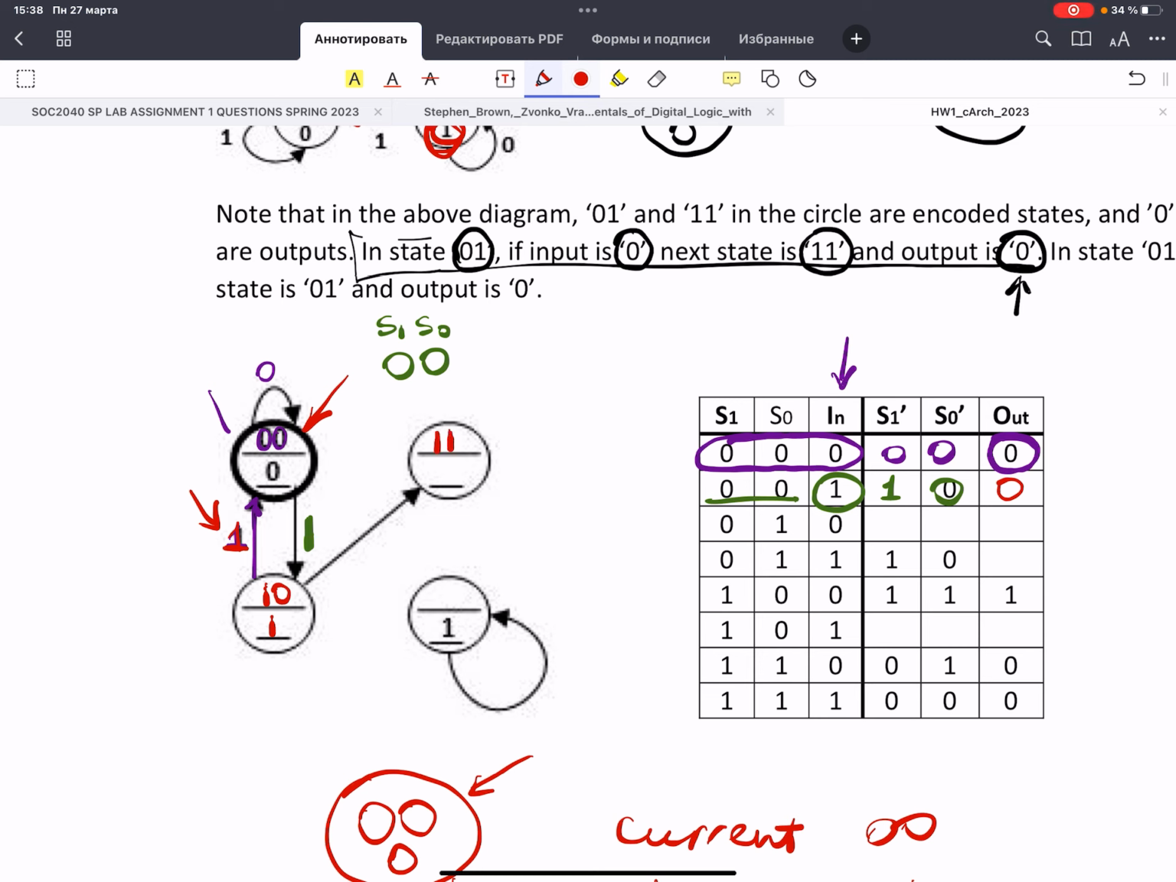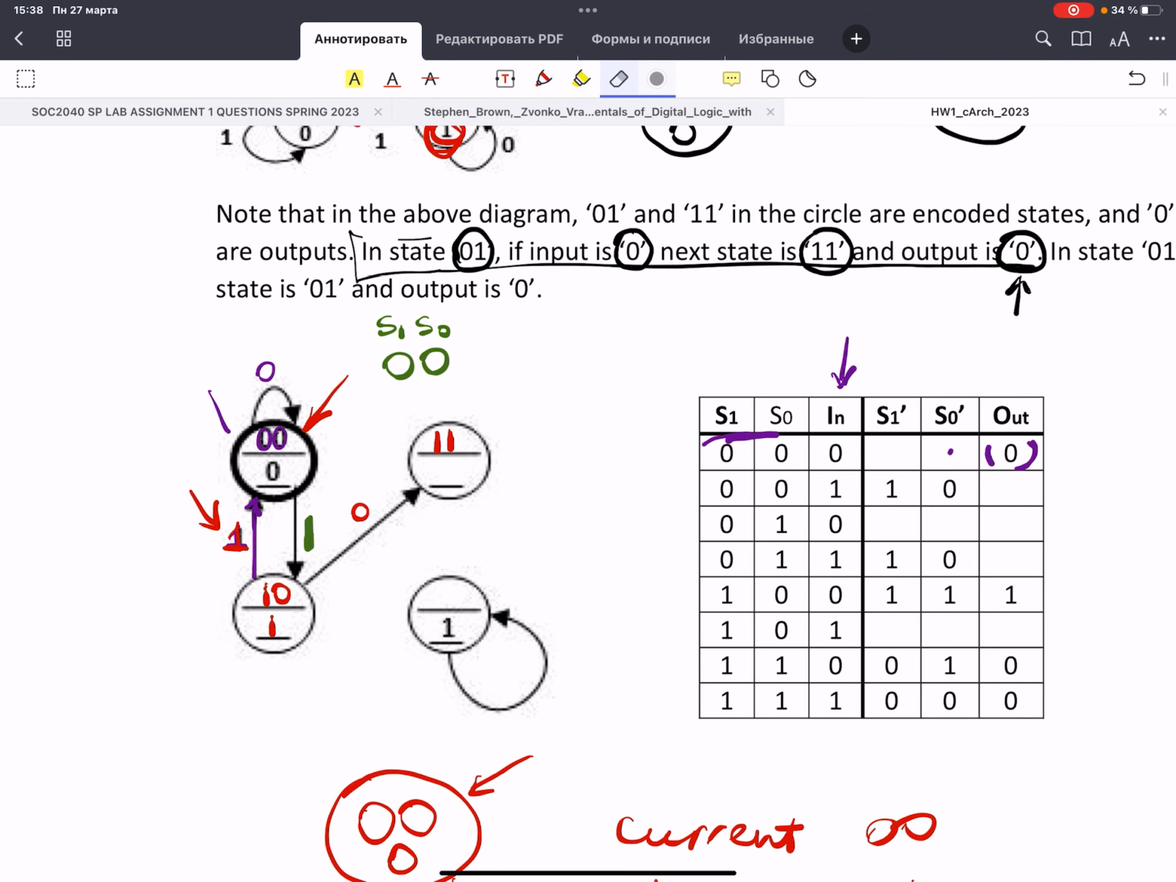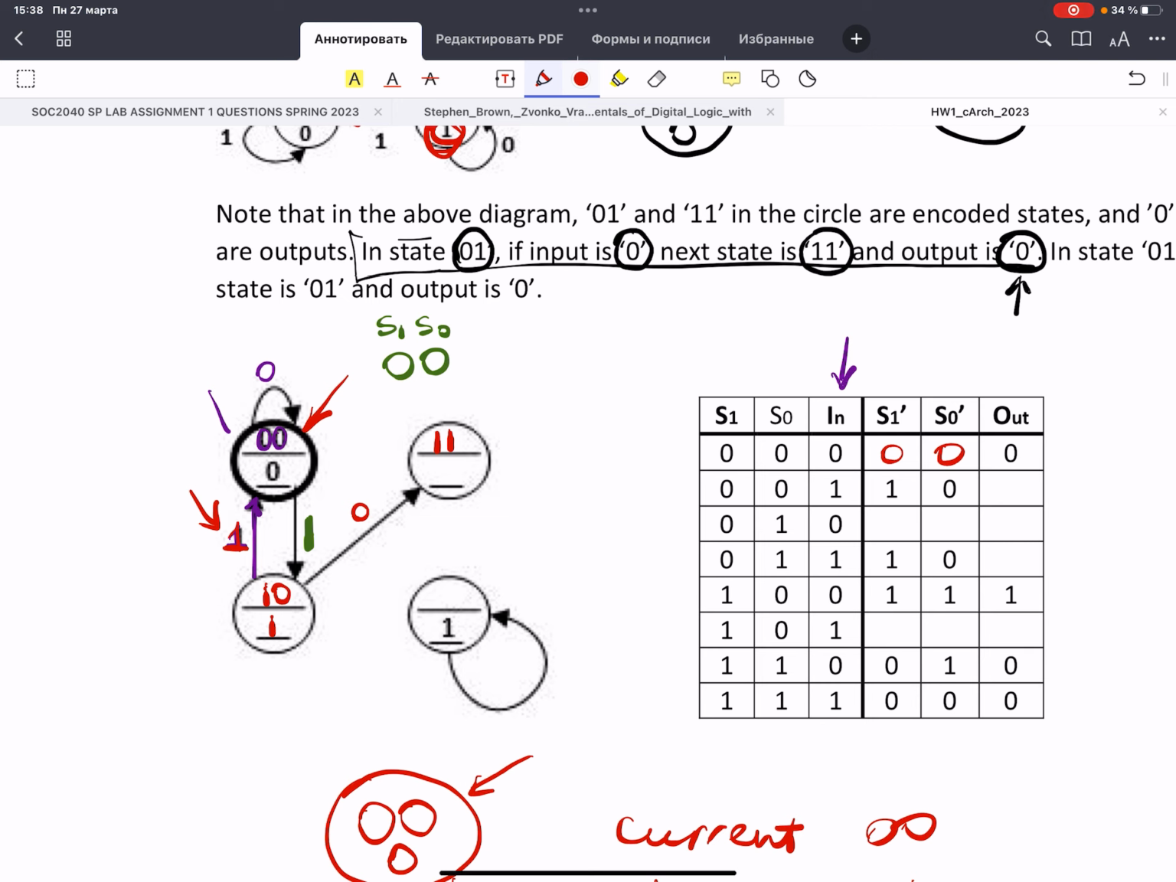And here we have input 0. Let's continue. Let me also delete these ones. Oh, sorry. Let me fill in 0, 0 here. I guess this was 0. Yeah. And let's fill this row.